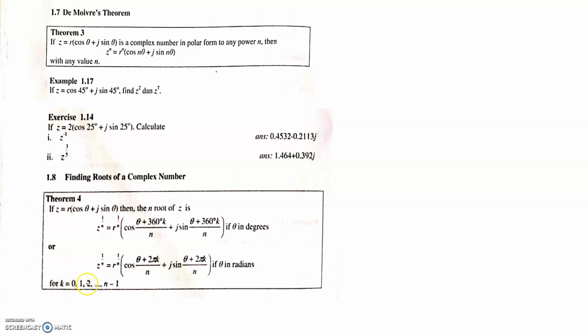So if k is 0, 1, it means that later you're going to substitute k equal to 0 for your first answer, and then k equal to 1 for your second answer. Just imagine if you have a 1 over 7 root, your k will be from 0 until 6. So you are going to have an answer for k0, then the second answer for k1, the third answer for k2, the fourth answer for k3, and so on until k6. So that is what to be expected in the answer of a root.